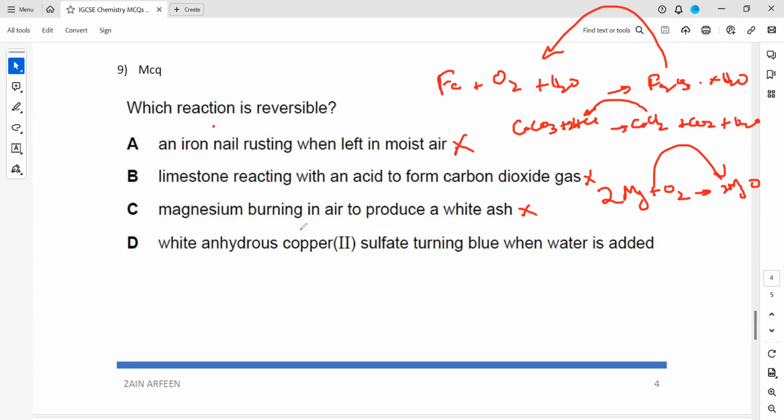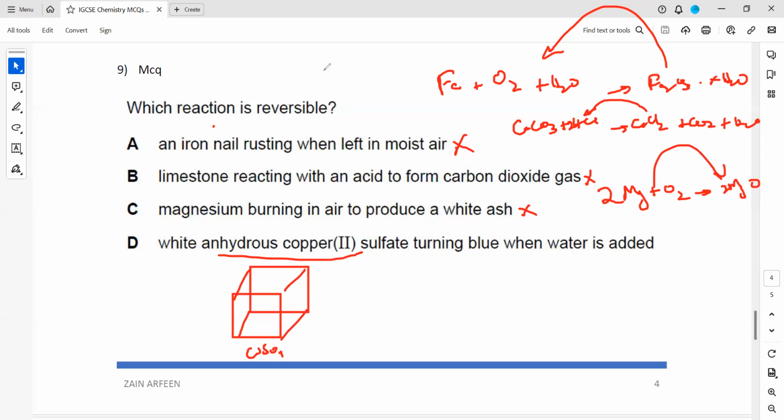Remember one thing: when an anhydrous salt converts into a hydrated salt, or a hydrated salt converts into an anhydrous salt, these changes are reversible. What is the meaning of anhydrous copper sulfate? These ionic compounds exist as a lattice. So we have a lattice or a crystal of copper sulfate. This is CuSO4.